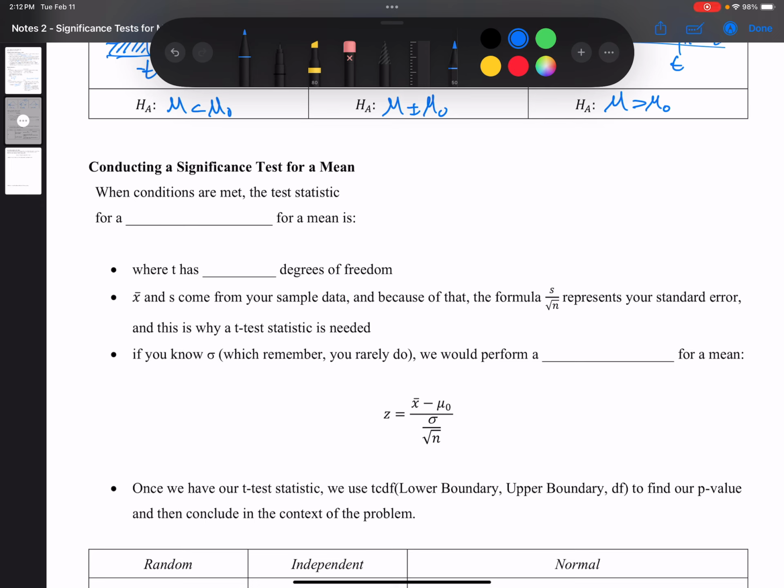Okay, so when you're conducting a test for a mean, this is going to be a one sample t-test. Again, t-test because we're using the t-statistic instead of the z. The test statistic is going to be x bar minus mu 0 over s divided by the square root of n. And that's, again, when we're dealing with t. So t is going to always have that n minus 1 degrees of freedom.